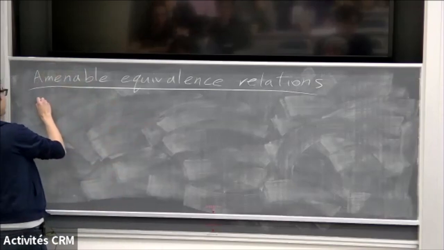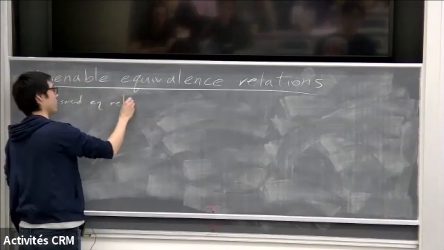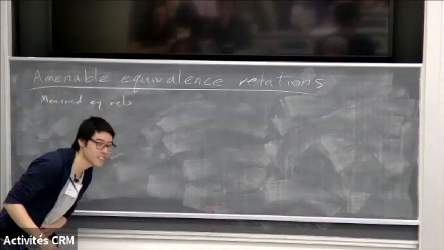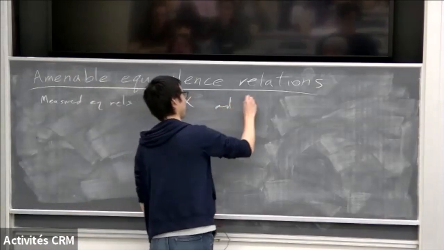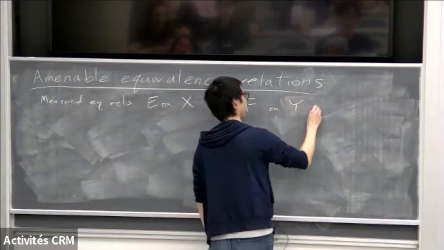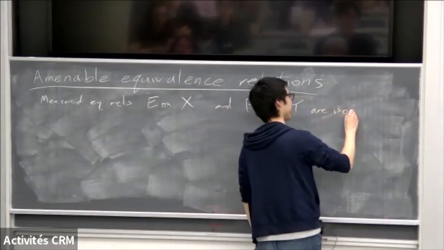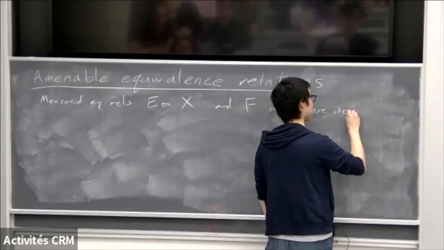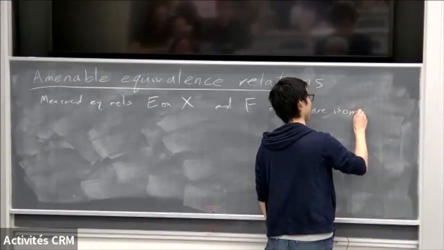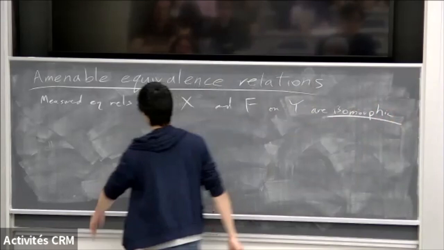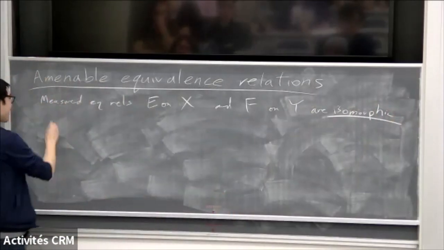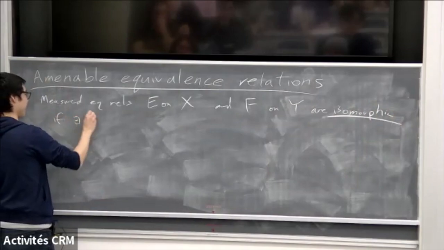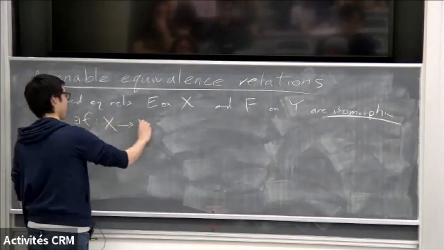I haven't looked at the audience here. Questions? No. Okay. Measured equivalence relations E on X and F on Y are isomorphic. The point is that the isomorphism doesn't remember the action at all, and there are looser notions that also still don't do this. If the obvious thing holds: if there exists a Borel map which is a measure isomorphism.